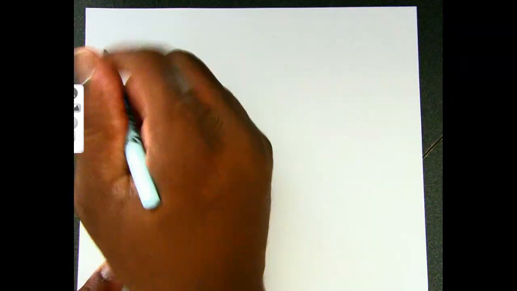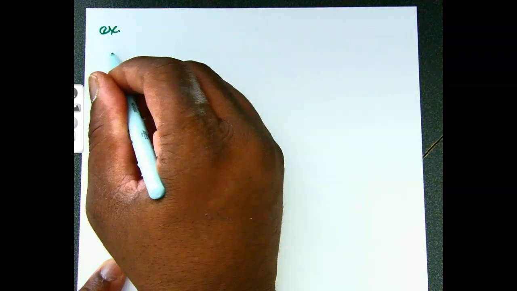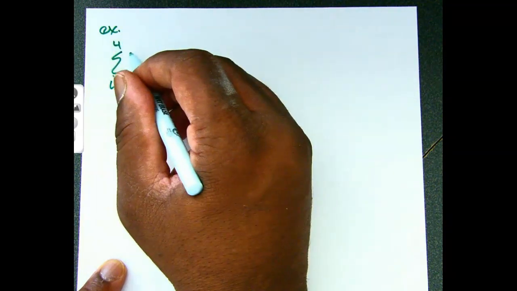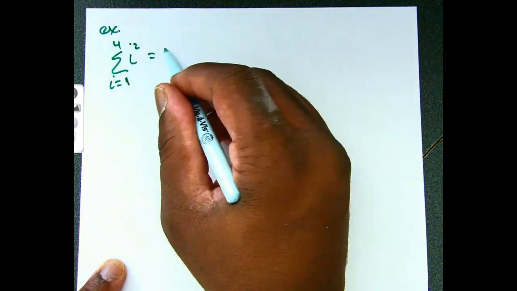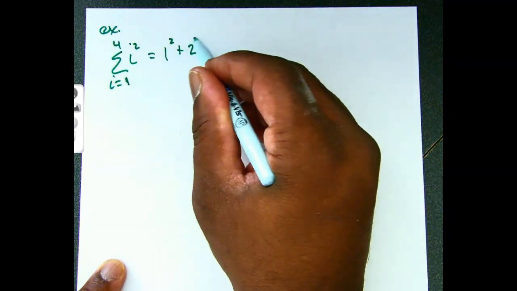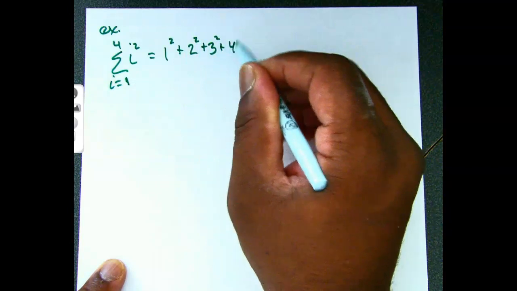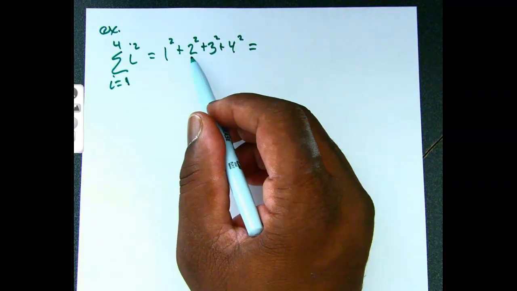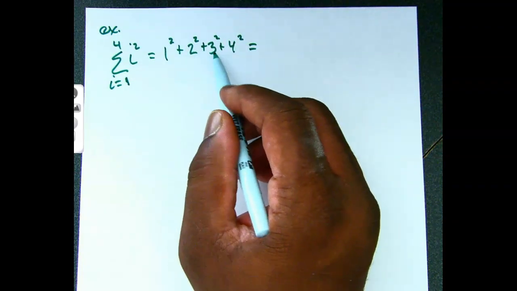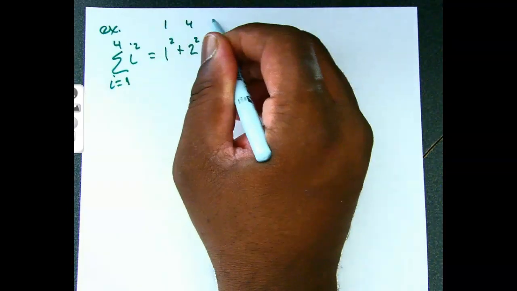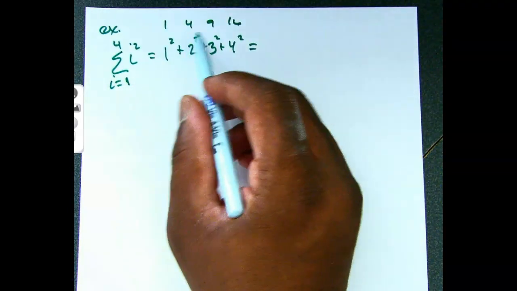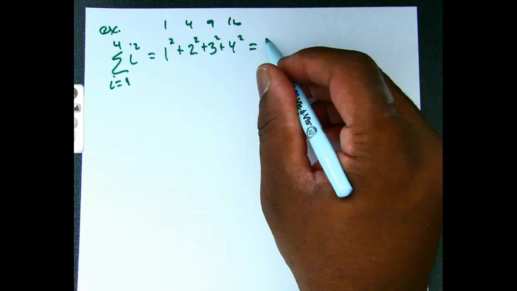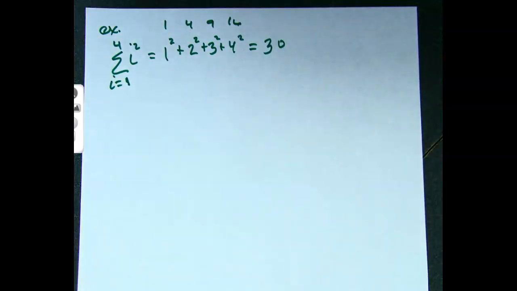Okay, so here we want the summation of the first 4 terms of I squared. So that's going to give us 1 squared plus 2 squared plus 3 squared plus 4 squared. So that's 1, 4, 9, 16. So 1 plus 4 is 5, 5 plus 9 is 14, 14 plus 16 is 30. So that's the sum of the first 4 terms there.